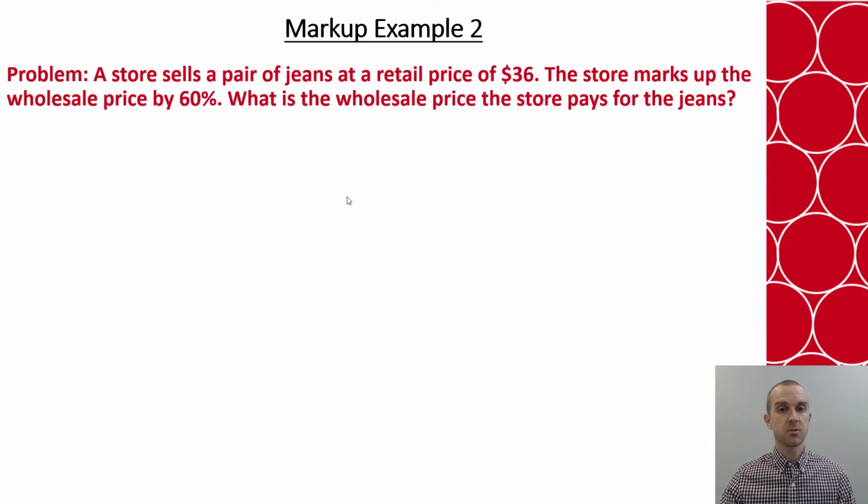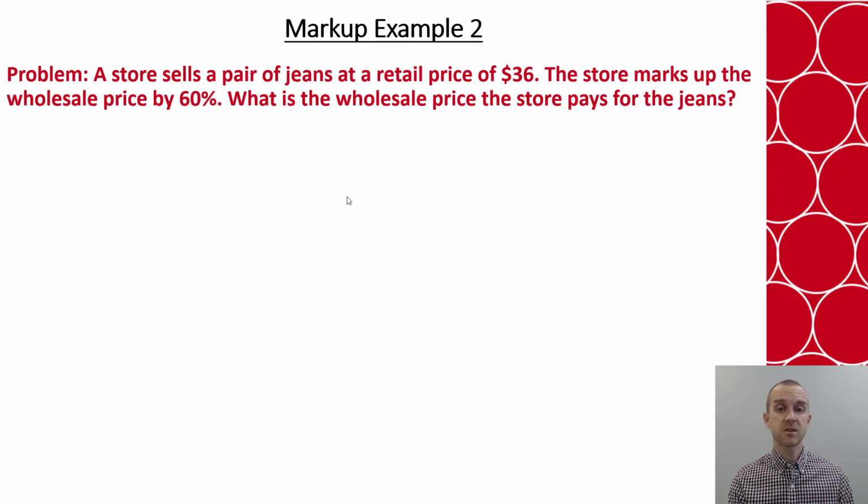Let's look at another example of how markups could be done. A store sells a pair of jeans at a retail price of $36. The store marks up the wholesale price by 60%. What is the wholesale price the store pays for the jeans?